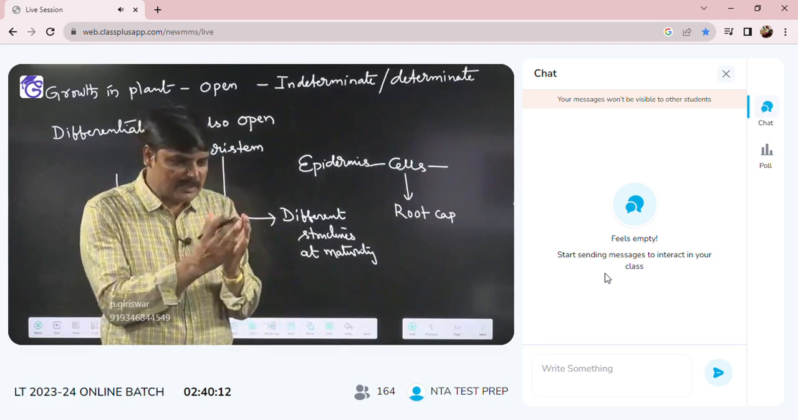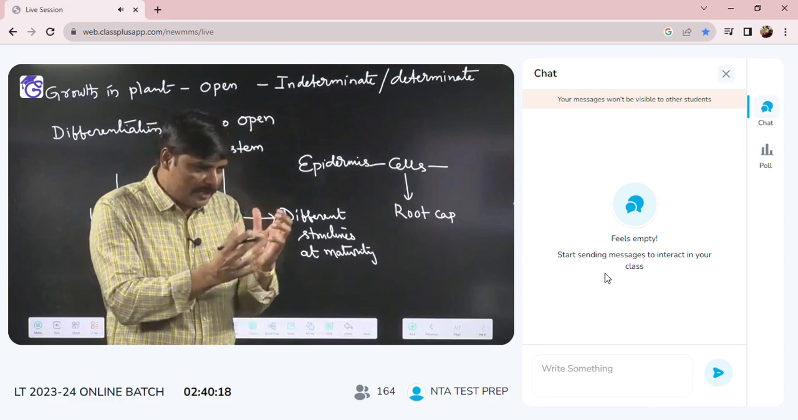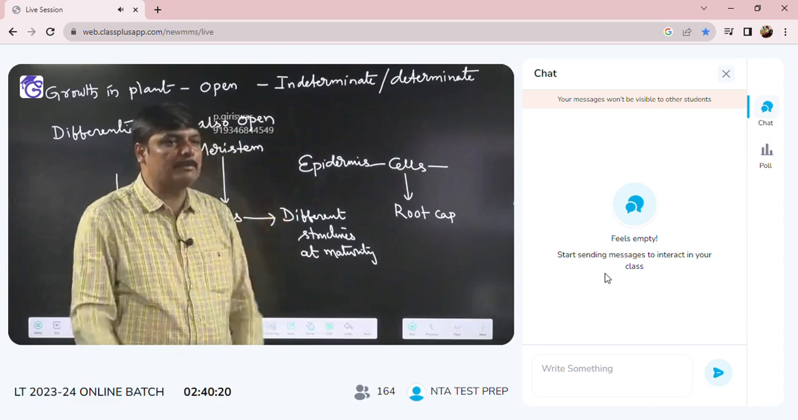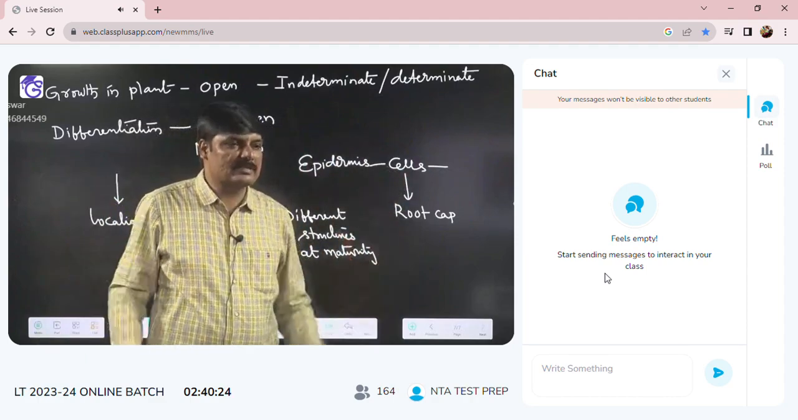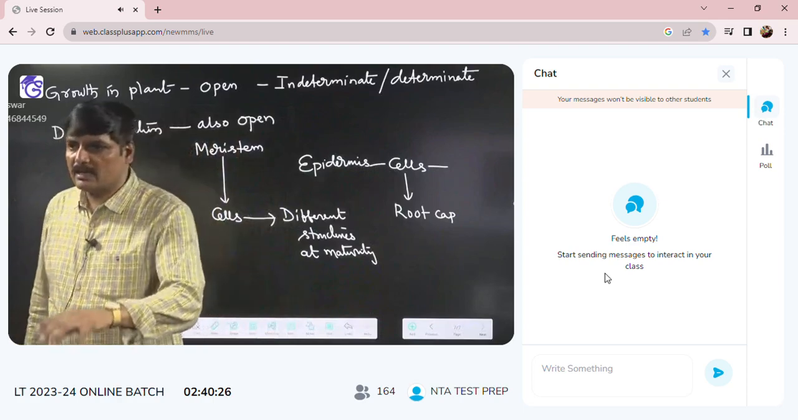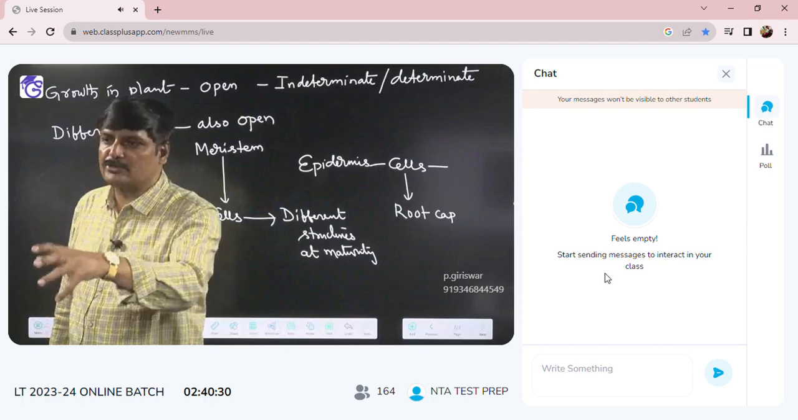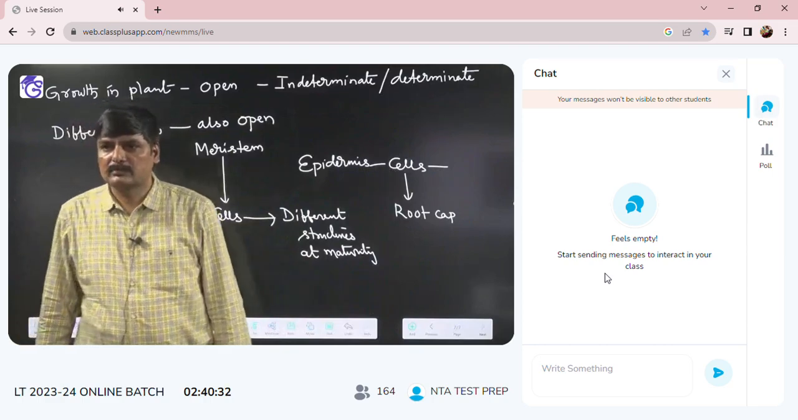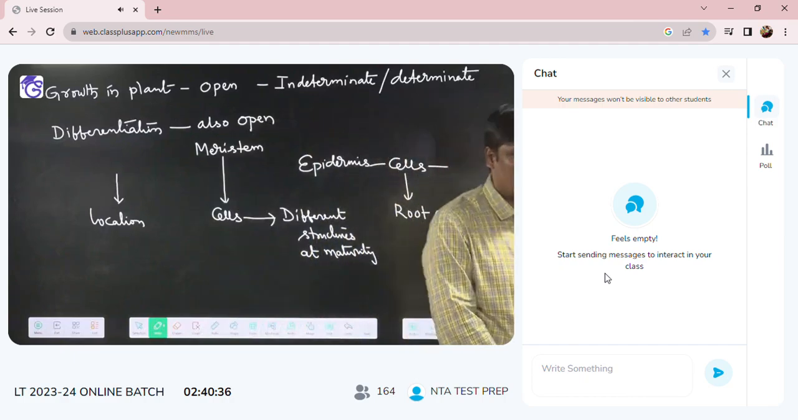The cells present outer side of that meristematic tissue in the root apex form the root cap. The peripheral cells form epidermis. The central cells form the cortex and the vascular tissues such as xylem and phloem. Students understand? I think you are following, right?